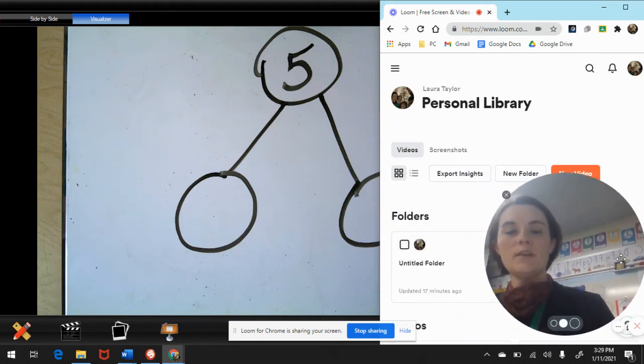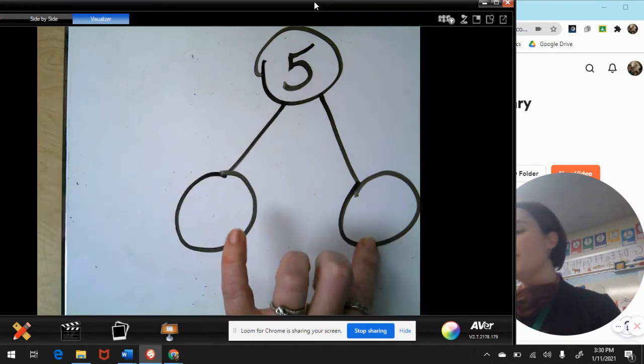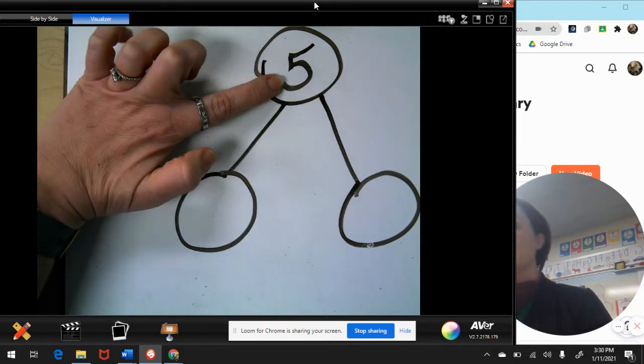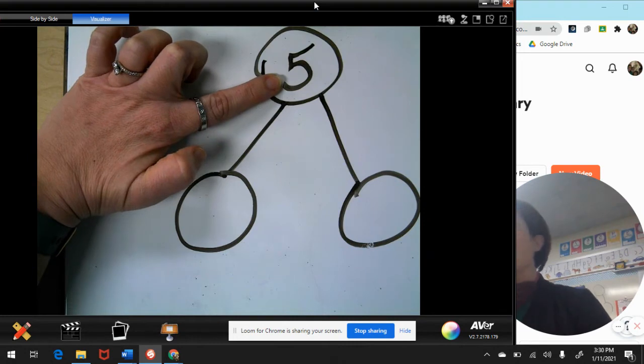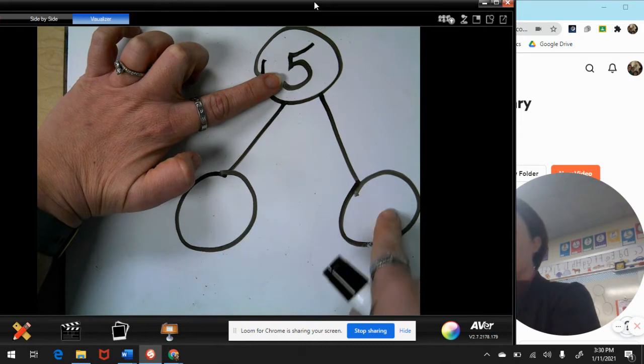Hey kiddos, so today we're going to talk about telling stories with our number bonds. So let's look at my number bond. I have a partially completed number bond. I don't have a story that goes with it, right? So your job today is going to be to look at your number bonds and then figure out what parts you could put in here to make a story. So I know that my whole is 5, right? Because it's right here. My job is to make a story with the parts. Okay?